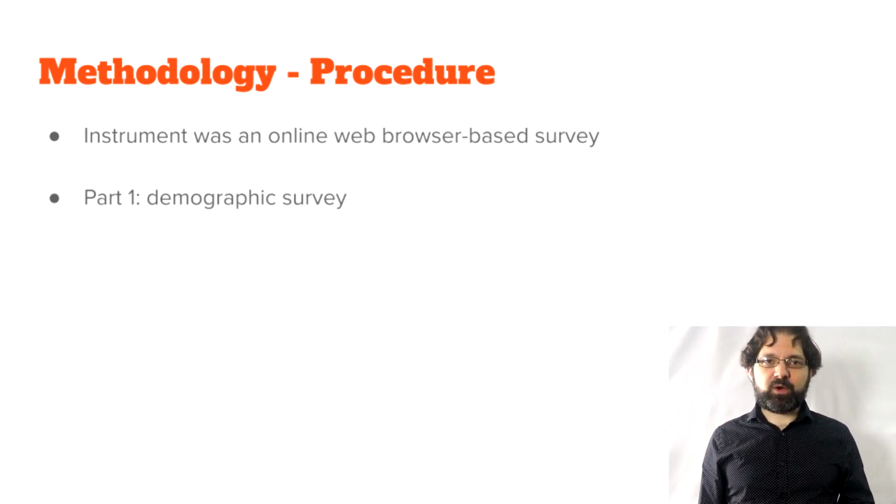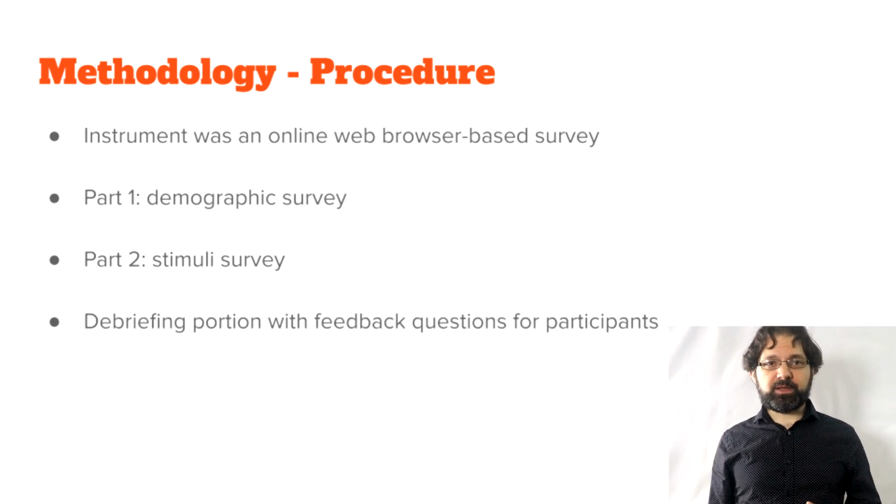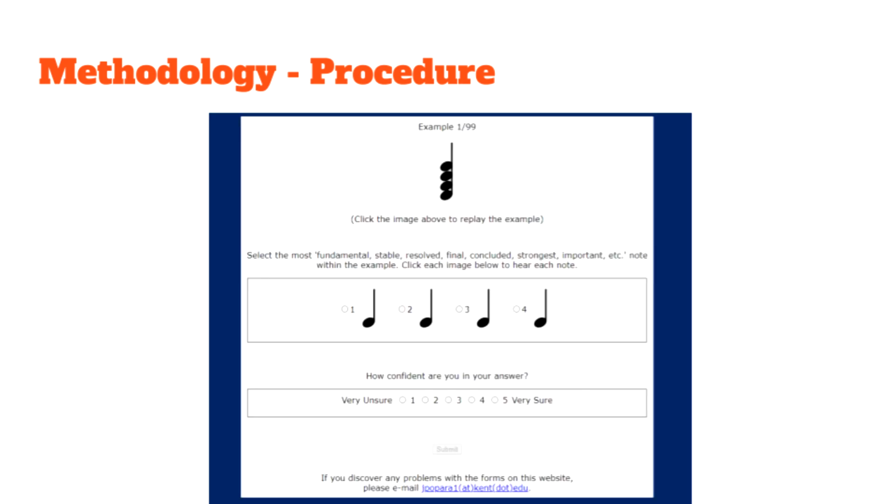First, a series of demographic questions were asked of the participants, followed by the 99 stimuli, and finally a debriefing portion. Here's a screenshot of the stimuli portion of the study. One of the 99 stimuli recordings would play, and participants could hear it again by clicking on the multiple note icon, or hear each individual note by clicking on the 4 single note icons. Participants would choose which note they heard as the root, rate their confidence in their answer, and submit.